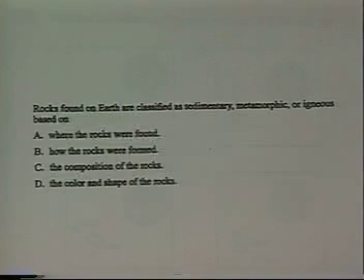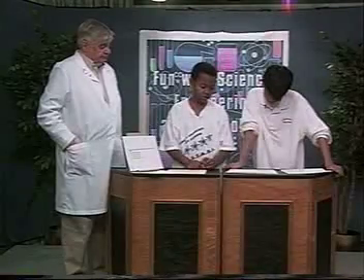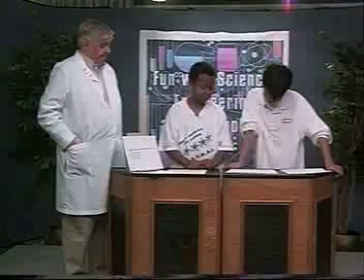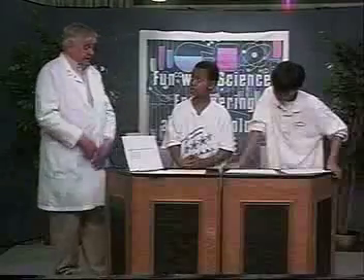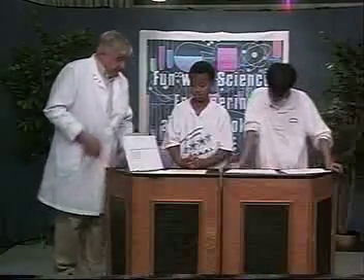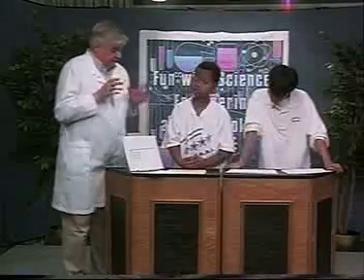Rocks found on Earth are classified as sedimentary, metamorphic, or igneous based on A, where the rocks were found, B, how the rocks were formed, C, the composition of the rocks, D, the color and shape of the rocks. I think it's C. You think it's B? Yeah. All right, B's right, right? And it's based on how the rocks are formed.